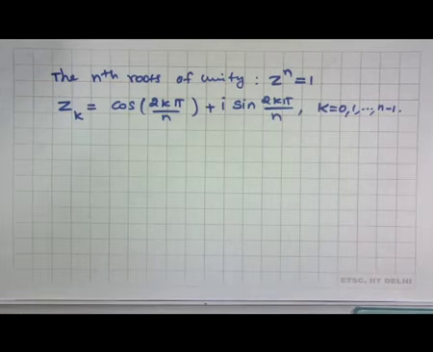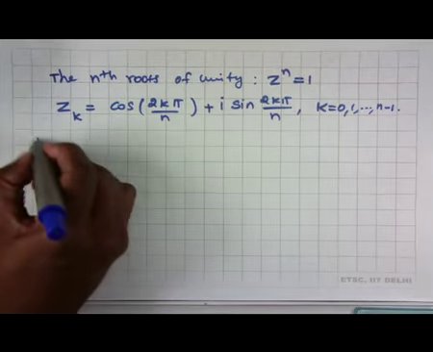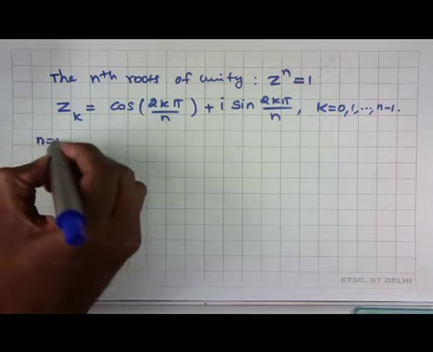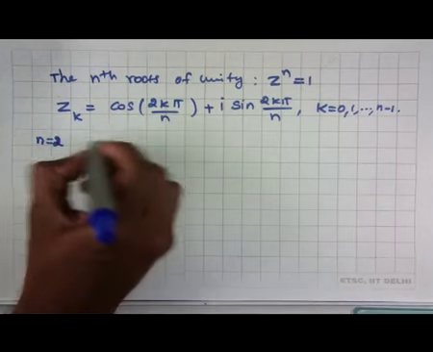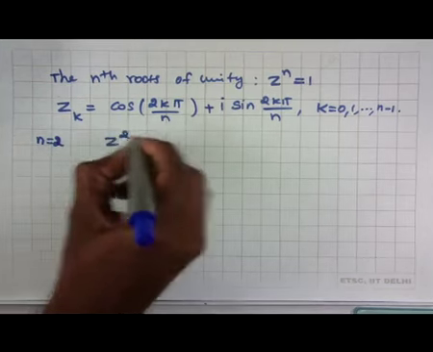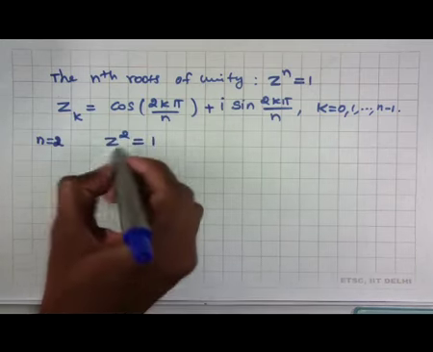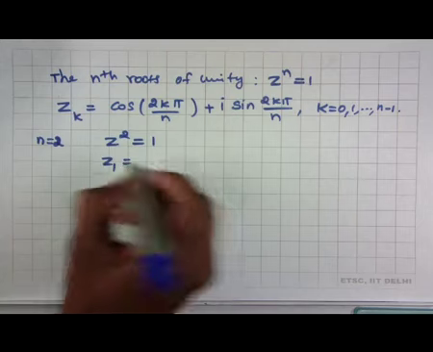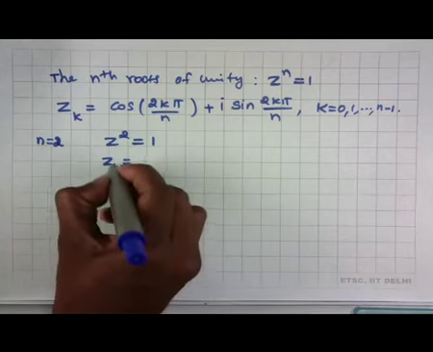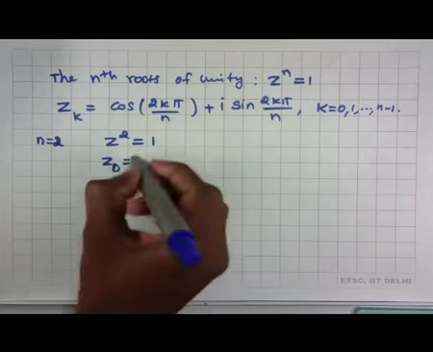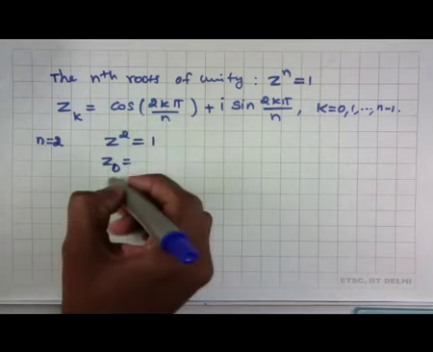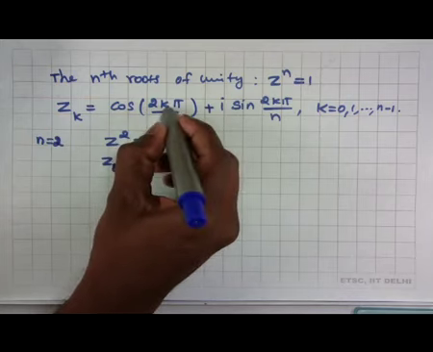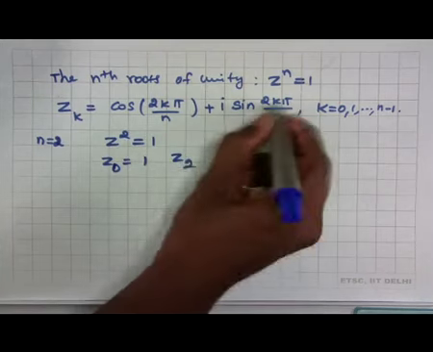Now let us just repeat whatever we have done before with examples. For example, if we take n equal to 1, that is the trivial case. Let us take n equal to 2, then we are looking for z square equal to 1. Here, by this index notation, z0 is given by, so here n is 2 and for the first k value 0, cos 0 is 1 and sin 0 is 0.